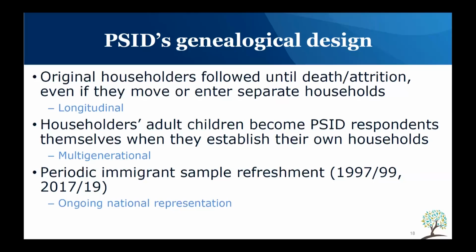There are some individuals that we do miss, though, by this sort of natural refreshment model. And those are people who've immigrated to the United States since 1968. And so to keep our national representation, we do periodic immigrant refresher samples. We did this in 1997 for those who had immigrated between 1968 and 1997, and then again in 2017 for those who had immigrated to the United States between 1997 and 2017. And so these two things together allow us to have ongoing national representation for the PSID study. Next slide, please.